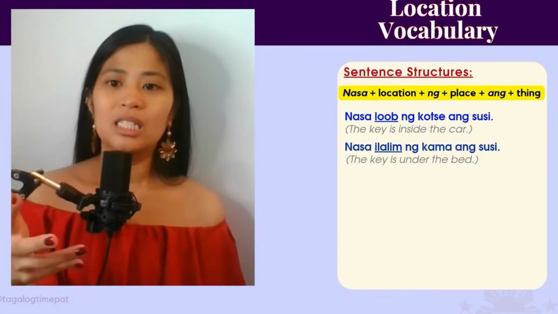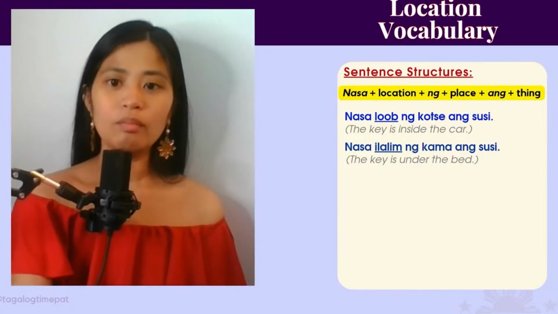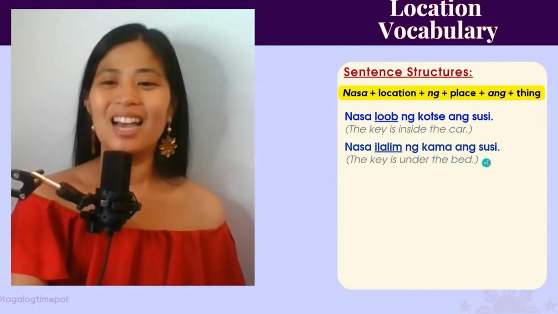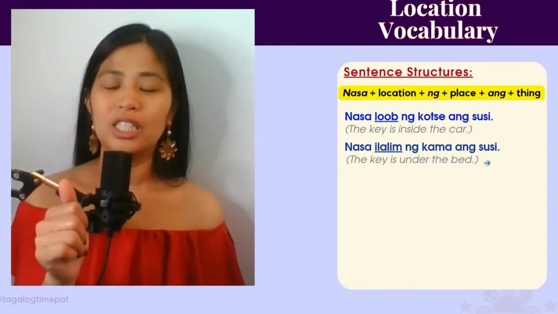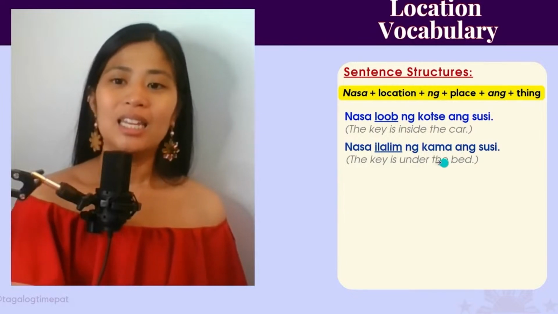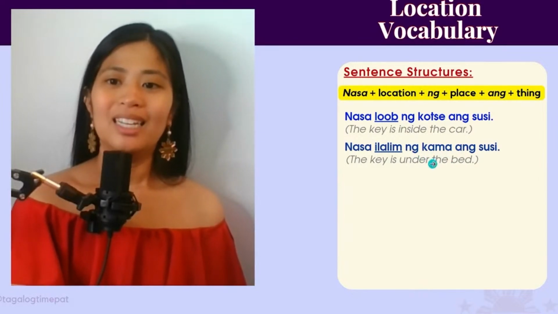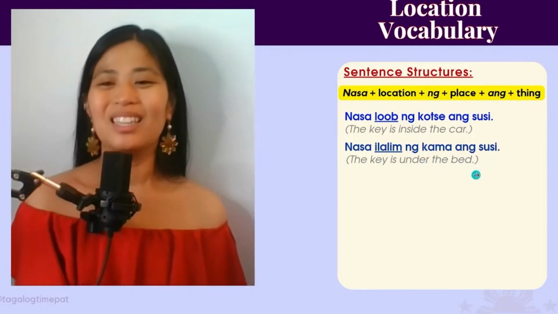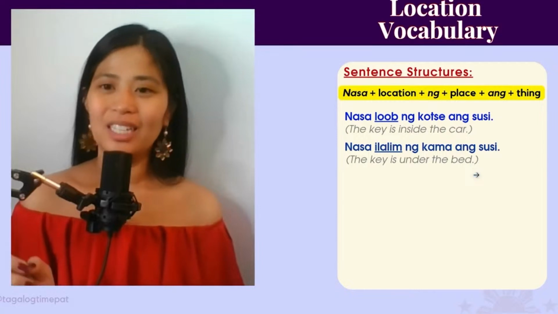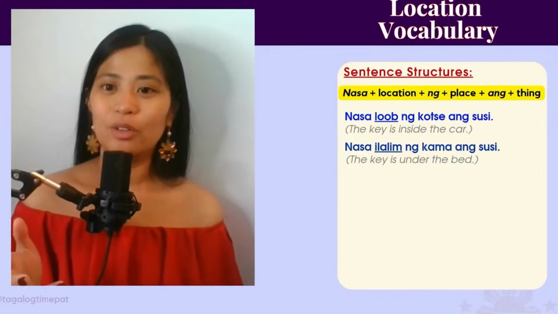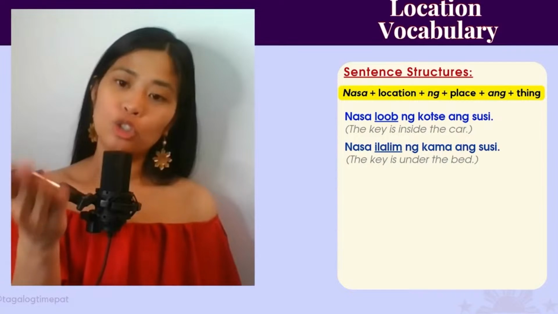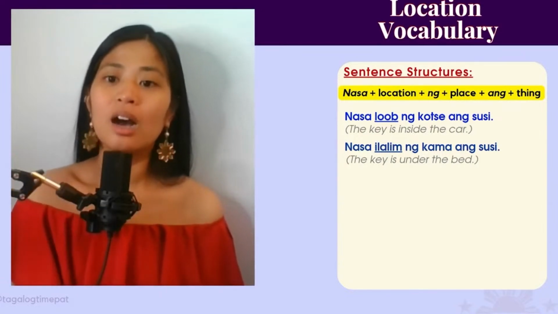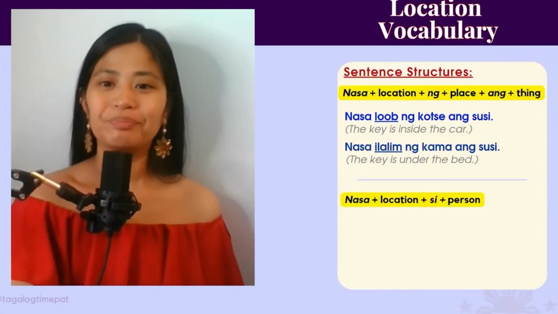So the key is under the bed. So under of the bed, the key. That's how this is like literally translated. Ng kama is like of the bed. It's under of the bed. And then ang susi, the key. So a lot of it doesn't make sense. It's not the same grammar structure as in English. So just follow this pattern that I'm showing you now. And with more practice, it'll kind of come more naturally.